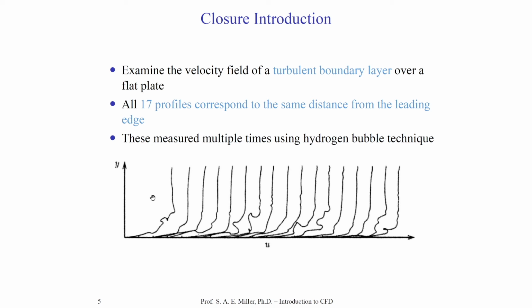Now, there are 17 of these profiles, and they all correspond to the same distance from the leading edge. Your major takeaway here is that each one of these is unique, and it's very likely that each one in the future will be unique. It's of course possible to have two that are alike, but for a high turbulence flow, high Reynolds number flow, it's very unlikely. And so we're faced with trying to predict these types of fluctuations.